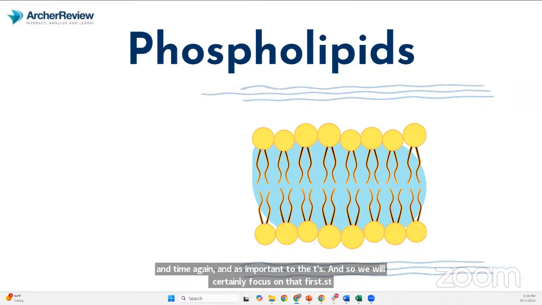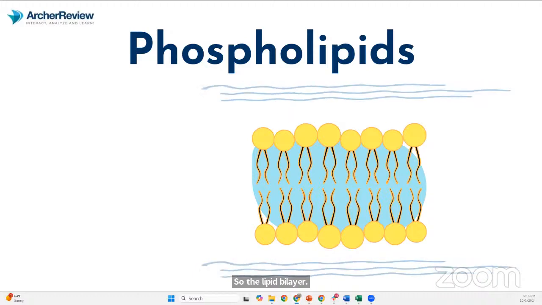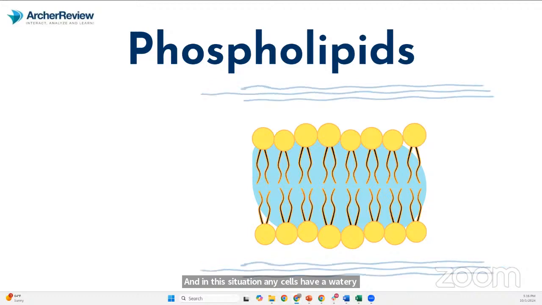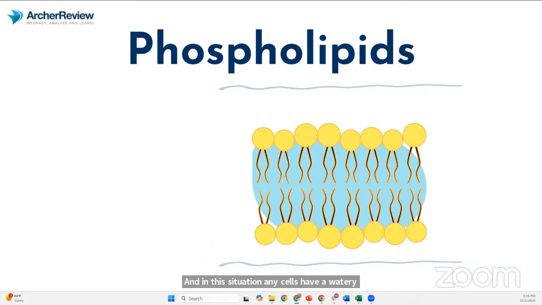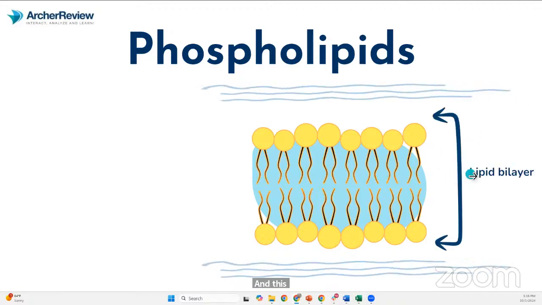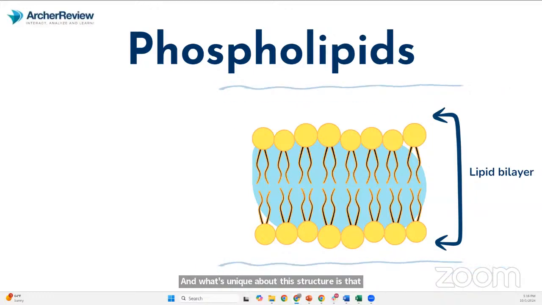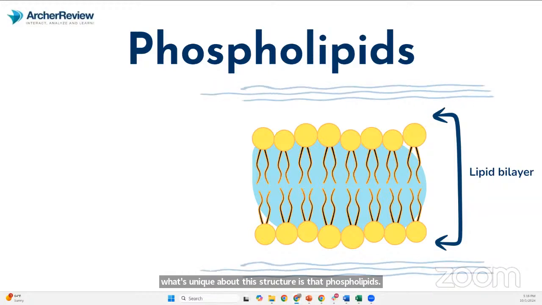So the lipid bilayer is a double layer of phospholipids. And in this situation, any cells have a watery environment inside and a watery environment outside. And this cell membrane is a lipid bilayer. That's what they call this. And what's unique about this structure is that phospholipids have parts that are not fond of water and parts that are fond of water. And so they orient to support that.